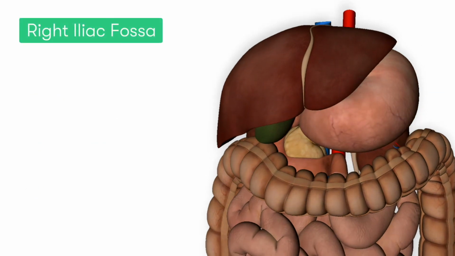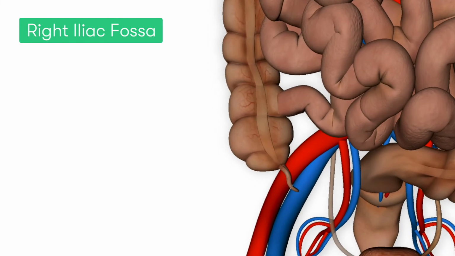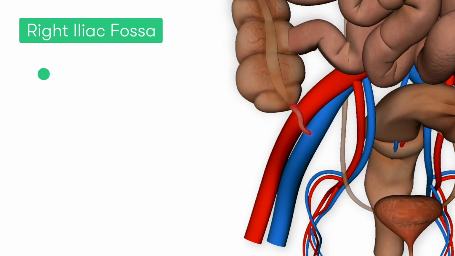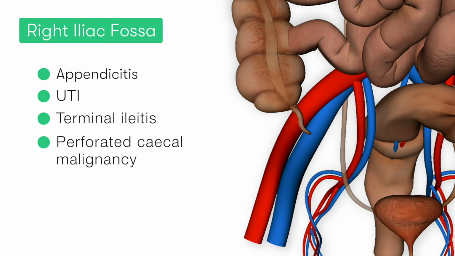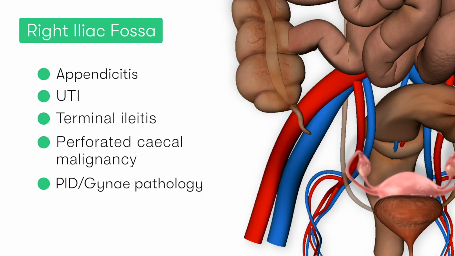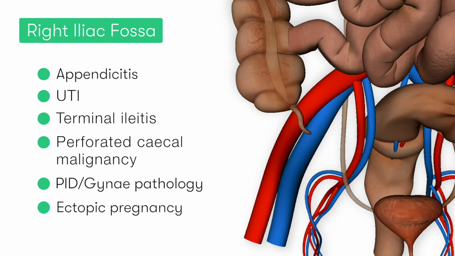Now looking at the differentials in the right iliac fossa. Well, obviously, we need to consider appendicitis. But also, we have urinary tract infections, terminal ileitis as part of inflammatory bowel disease, perforated cecal malignancy, pelvic inflammatory disease and other gynae pathology, and also, really importantly, in any woman of childbearing age, we always have to consider an ectopic pregnancy.